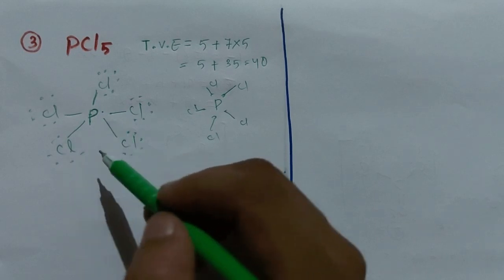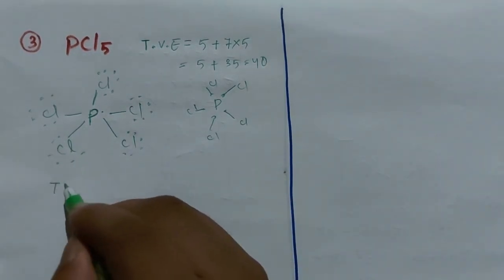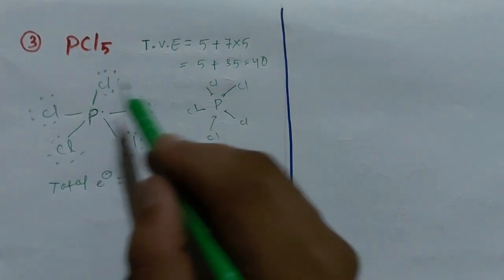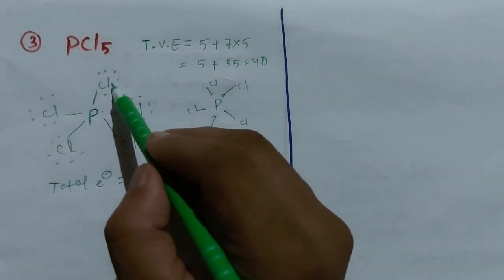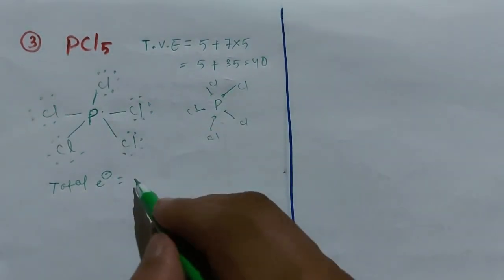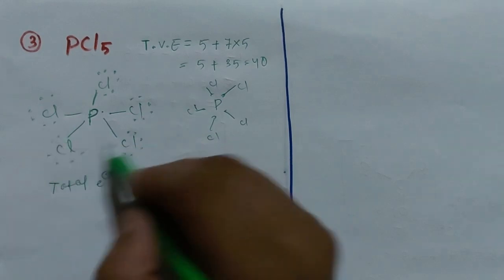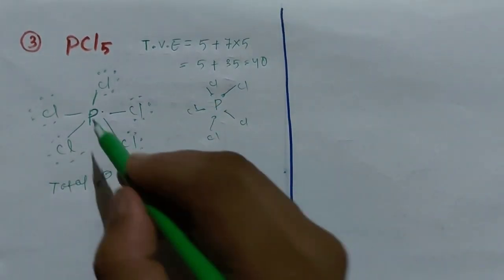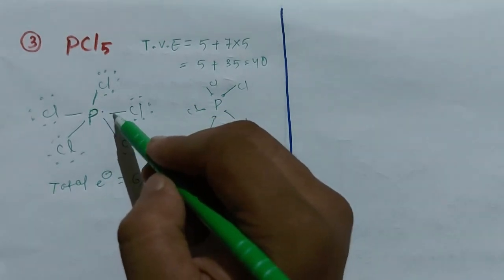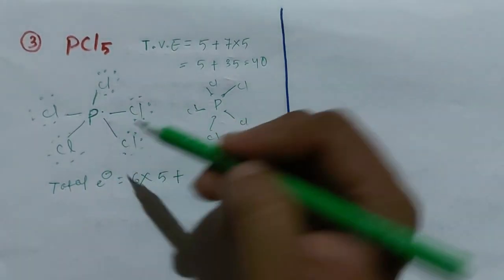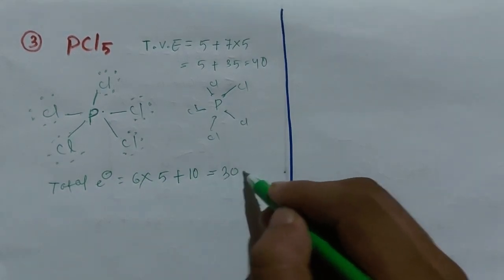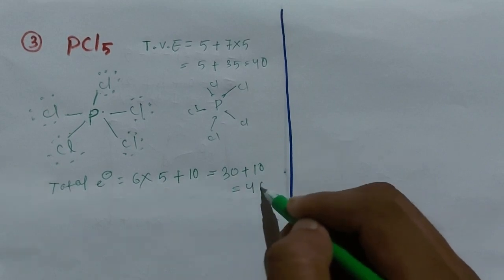Okay, so the next step is to calculate the total electrons. So total electrons is bonded electrons plus non-bonded electrons. The non-bonded electrons over each chlorine are 2 plus 2 plus 2, that is 6. 6 into the total number of chlorines, which is 5, plus the bonded electrons. Bonded electrons are 1, 2, 3, 4, 5, 6, 7, 8, 9, 10. That is 30 plus 10, equal to 40.